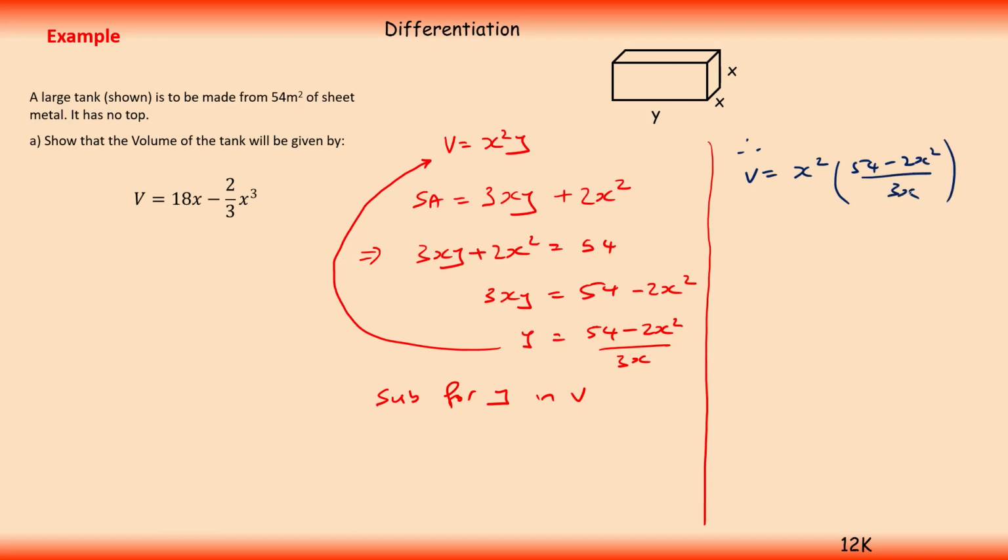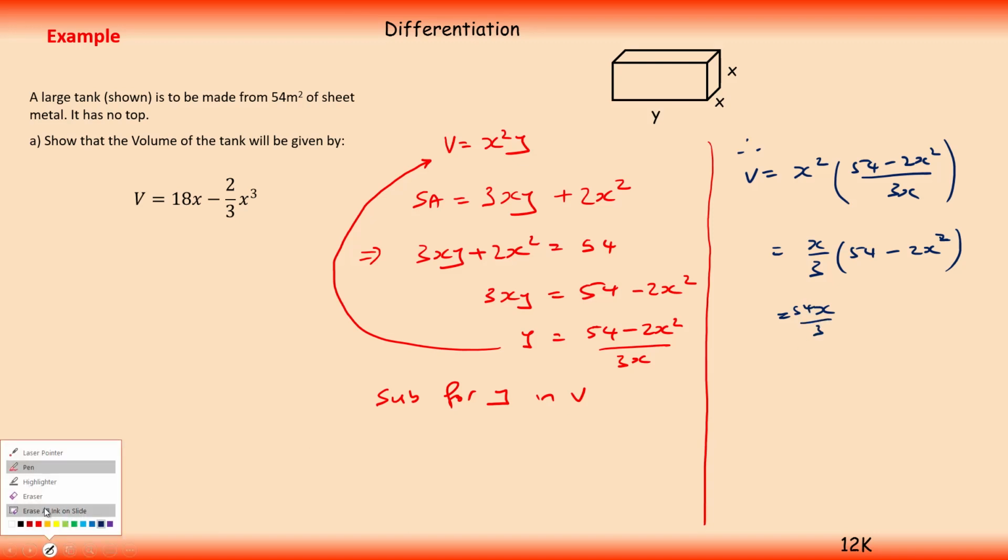So I've got an x as a denominator here. I can cancel that with one of the x's here. So that's going to be equal to x over 3 times 54 minus 2x squared. Applying the x over 3 to each term, it's going to be 54x over 3 minus 2x cubed over 3. I'll just tidy that up.